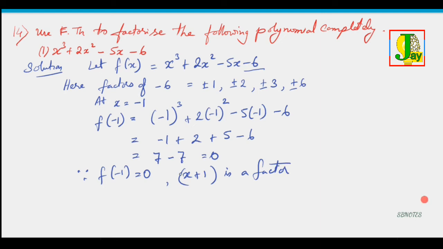Now if you see the previous questions, we already had a divisor. In this question we don't have a divisor, so this is the first step, where we try to find a divisor. So x plus 1 is a factor. Now we have one factor, and we will divide the whole polynomial by this factor.